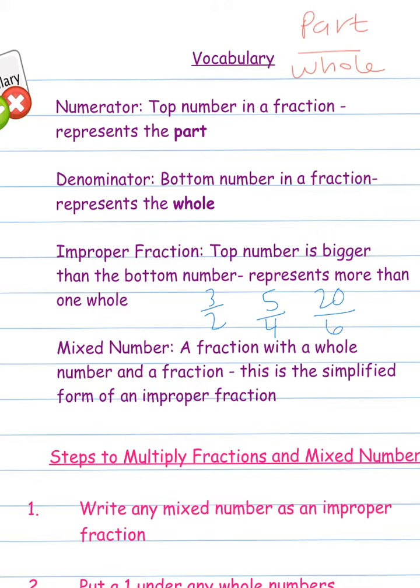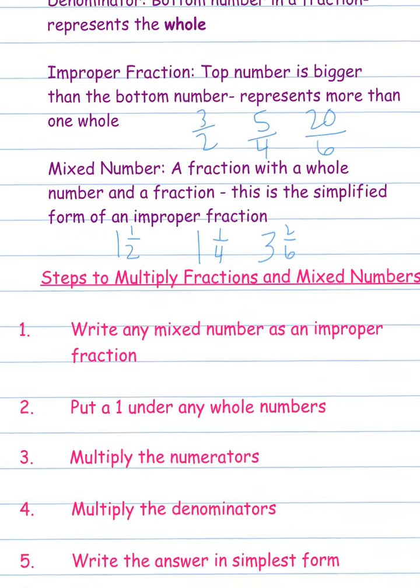And a mixed number is a fraction with a whole number and a fraction. This is the simplified form of an improper fraction. So for example, we could take the 3/2, and that would be written as 1 and 1/2 as a mixed number. 5/4 would be 1 and 1/4. 20/60 would be 3 and 2/6. Okay? So make sure you have all of that written down.